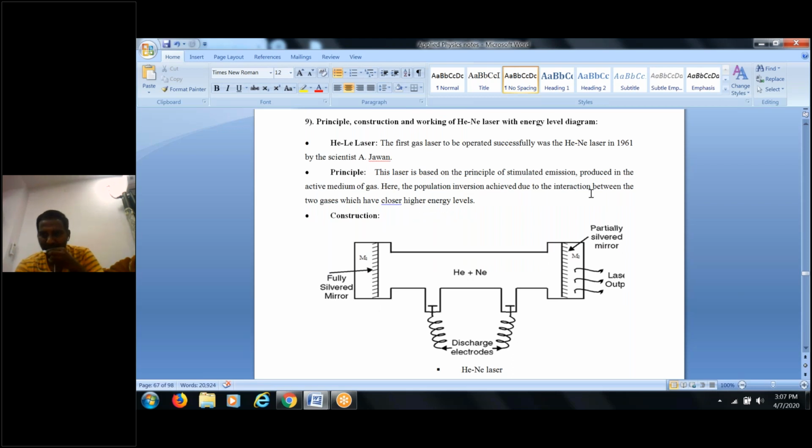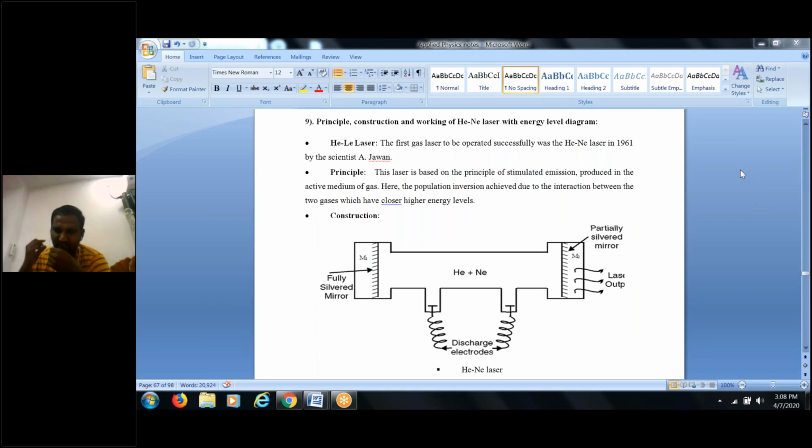If you are having any doubts in the operation of the ruby laser, ask now. Please respond. If you are having any doubts, please ask now. No, sir. It is clear, ruby laser. Yes, sir.